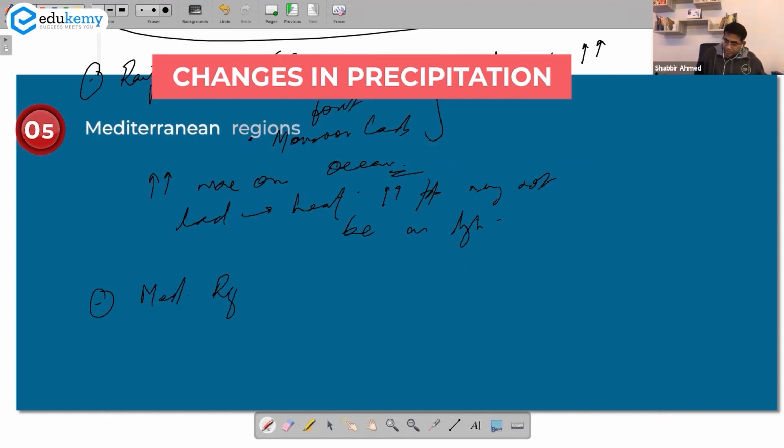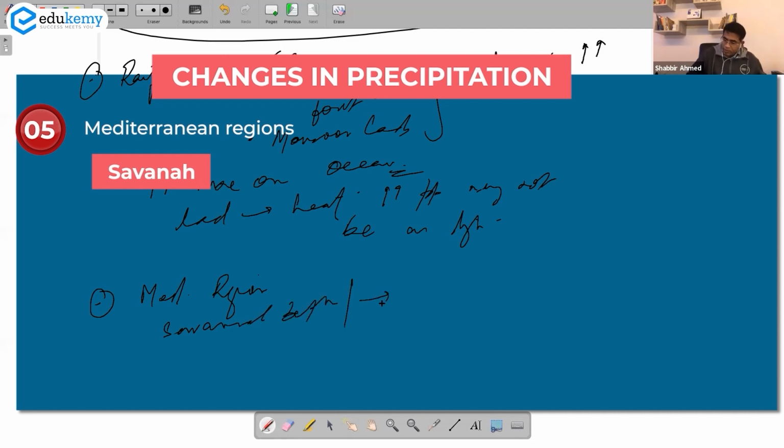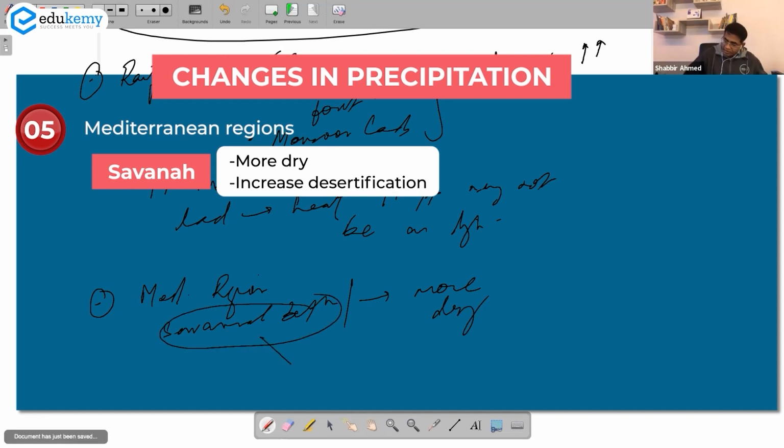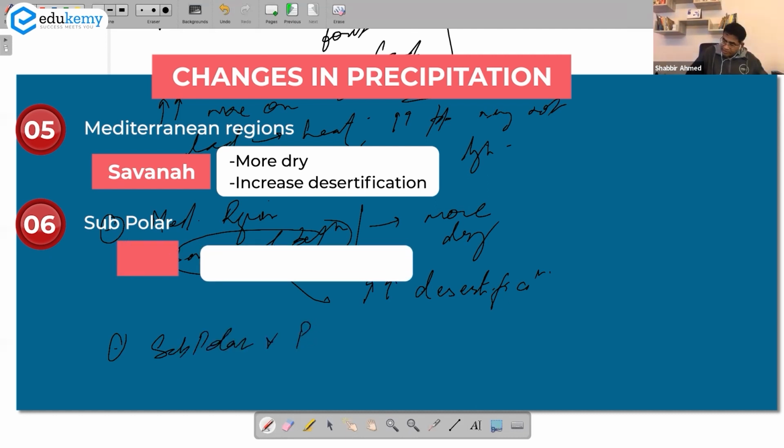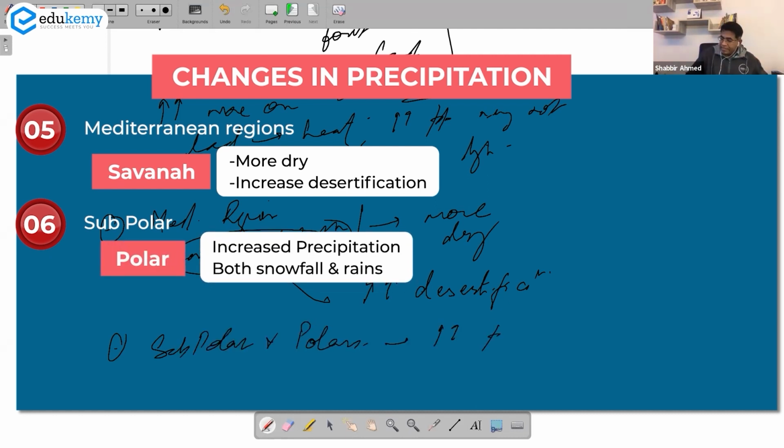Mediterranean regions, savanna belts, these will become more dry. Savanna regions can have increased desertification. Then Arctic, subpolar and polar regions will have increased precipitation, both as snowfall and also rains.